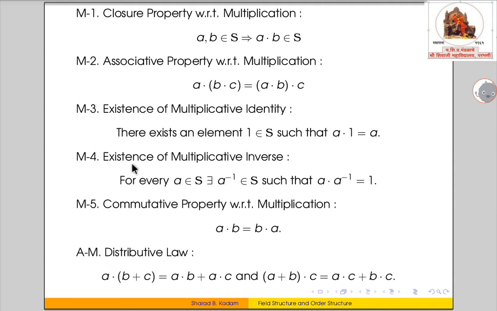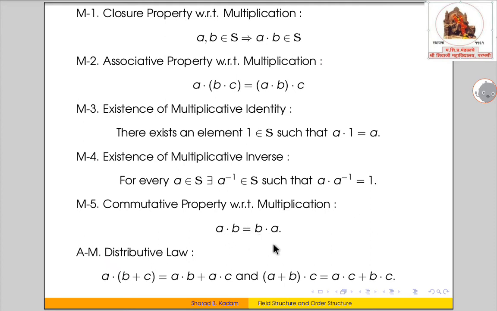The ninth property is existence of multiplicative inverse. It states that for every a in the set S, there exists an element a raised to minus 1 in the set S such that a into a raised to minus 1 equals 1. The 10th property is the commutative property with respect to multiplication, and it states that a into b equals b into a.